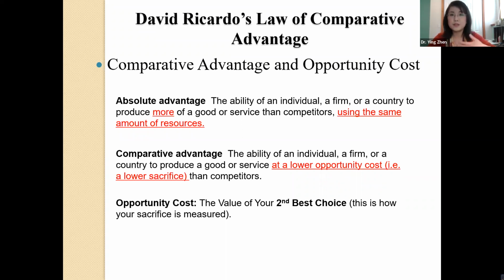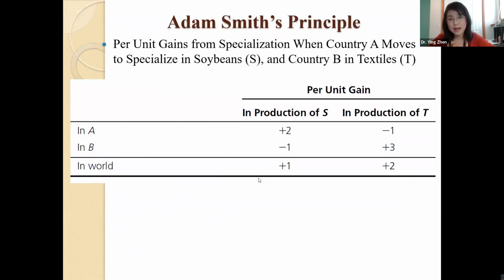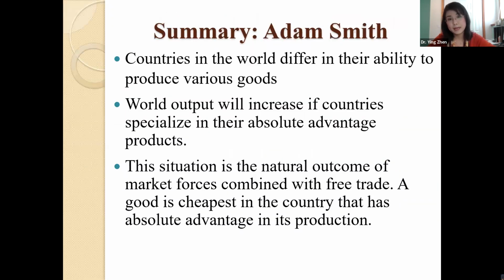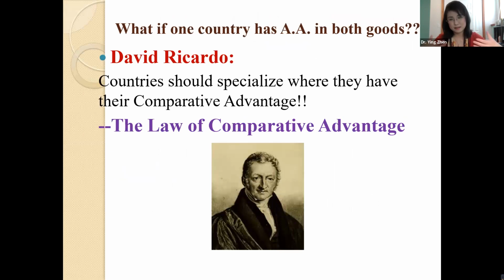So students would be interested, and they also want to know why comparative advantage is the real basis of trade, instead of just passively accepting it. So now we are very ready for introducing comparative advantage as the real basis of trade.